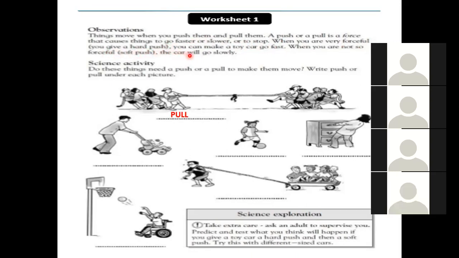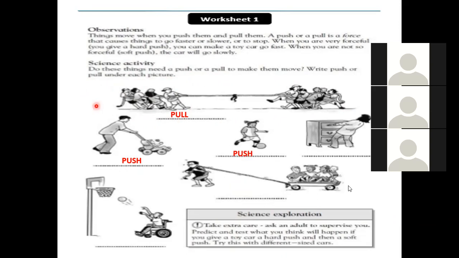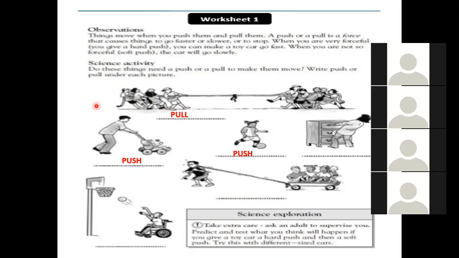Okay, what about this one? The man with the stroller. He's pushing. Yes, he is pushing the stroller. Okay, very well. Okay, Jaida, what about this girl? What is she doing? She's pushing. Yes, she's kicking the ball, and kicking the ball is a type of pushing. So she is pushing. All right, the next one, Malik. What about this girl? Pull. Yes, she wants to open the drawer, so she pulls the drawer to open it.